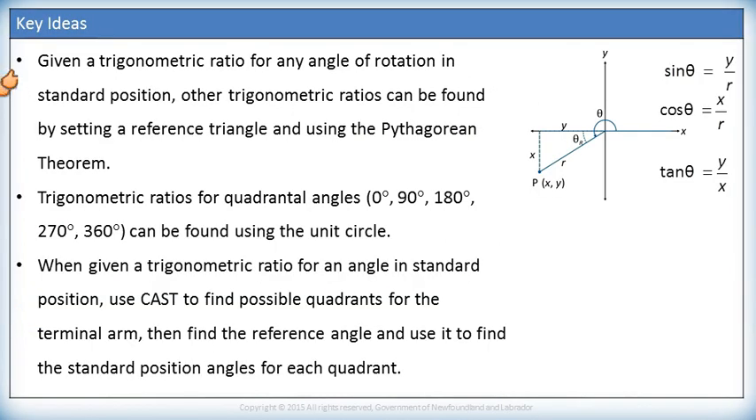To conclude, if you're given a trigonometric ratio for any angle of rotation, other ratios can be found by setting up a reference triangle and using the Pythagorean theorem. Trig ratios for quadrantal angles, you should use a unit circle. And if you are given a trigonometric ratio, use CAST to find possible quadrants for the terminal arm, then find your reference angle, and then use that to find the standard position angles for each quadrant.